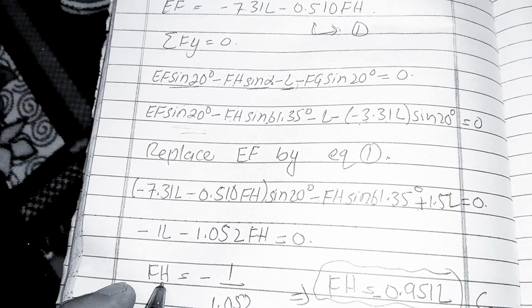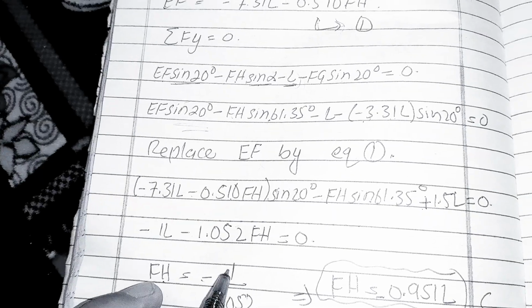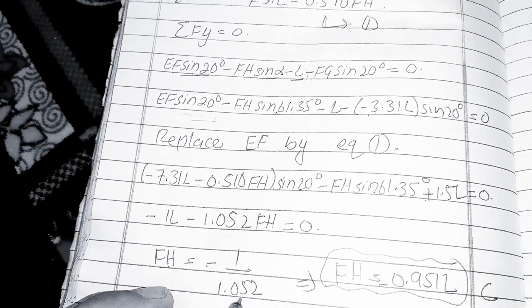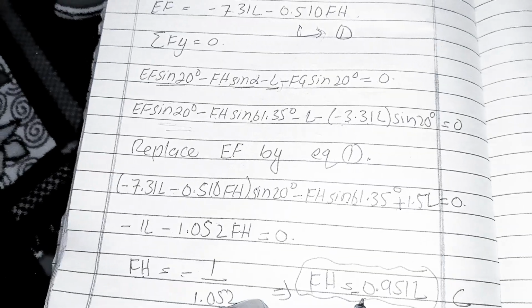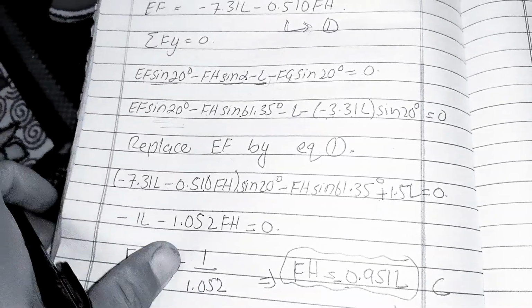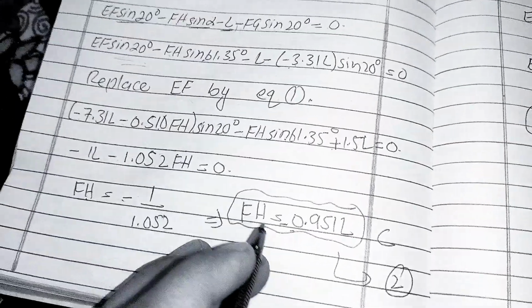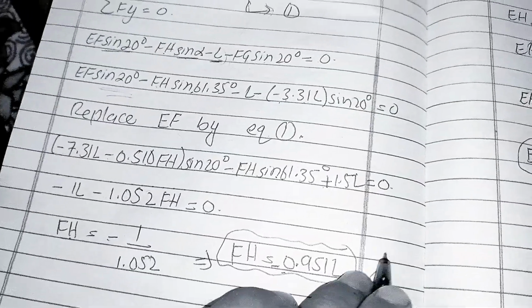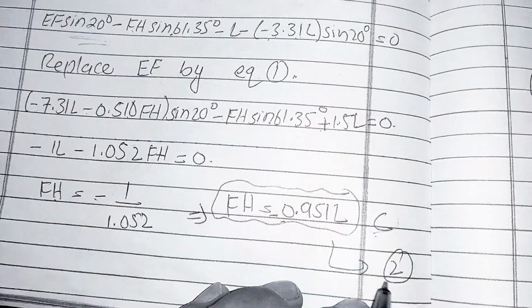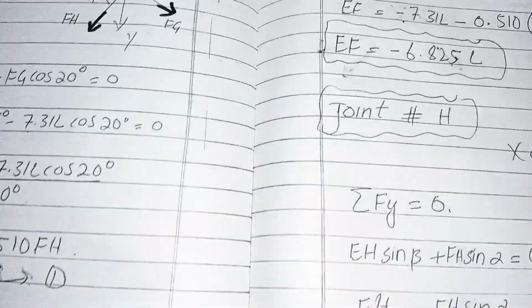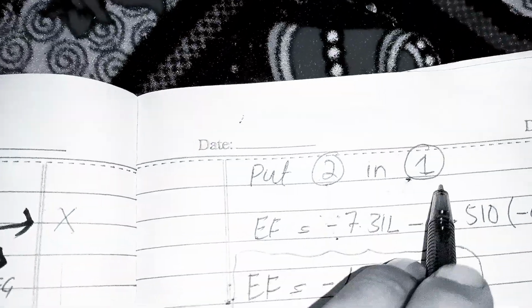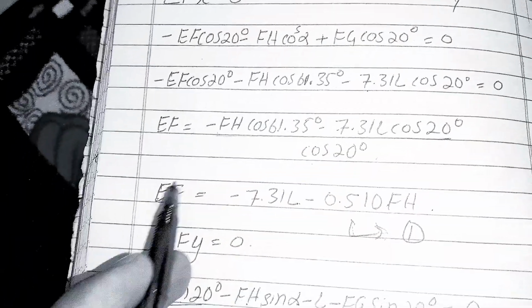So FH will become equal to negative 1 divided by 1.052. So FH will become equal to 0.951 L. The negative sign shows that my assumption was wrong. It is not in tension, it is in compression. So, this is equation 2. Put equation 2 in equation 1 to find EF.